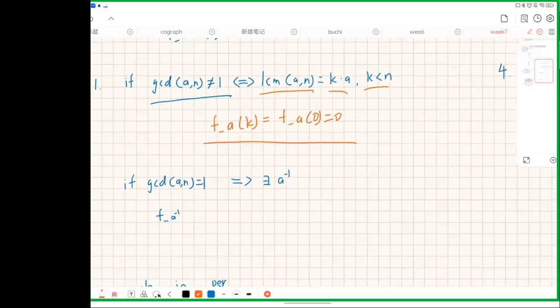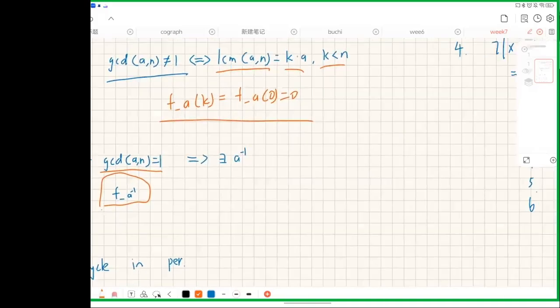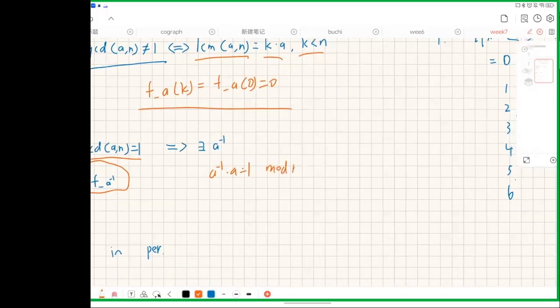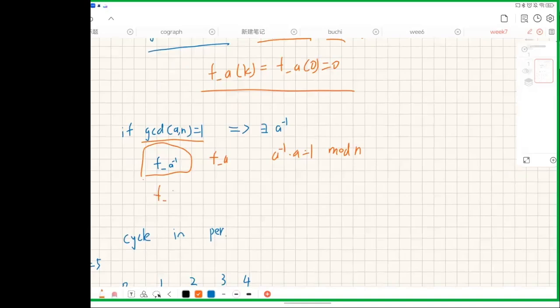Then what if the greatest common divisor equals 1? Then we can create another function called f_a inverse, where a to the power negative 1 times a equals 1 in mod n. And what's the relation between this function and this function? Basically, f_a^-1 of f_a(x) equals x, right?